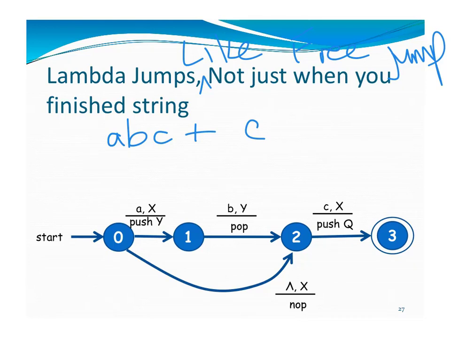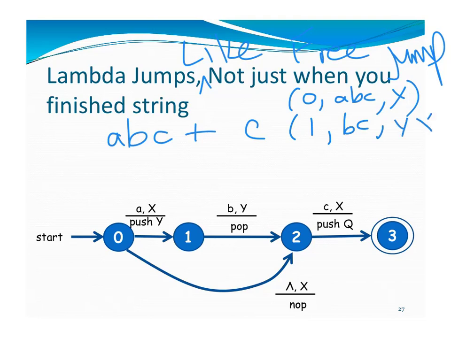All right, so for ABC, we're going to start at state 0. My string is ABC, X is on the stack, right? And I take this transition, C and A, and there's an X on top of the stack, push Y. So I end up at state 1 with BC as my string and YX on my stack. And then I have a B and a Y at the top of my stack, so I can take that next transition. So I end up at state 2 with C, because I processed the B, and it said to pop, so now I just have X on the stack.